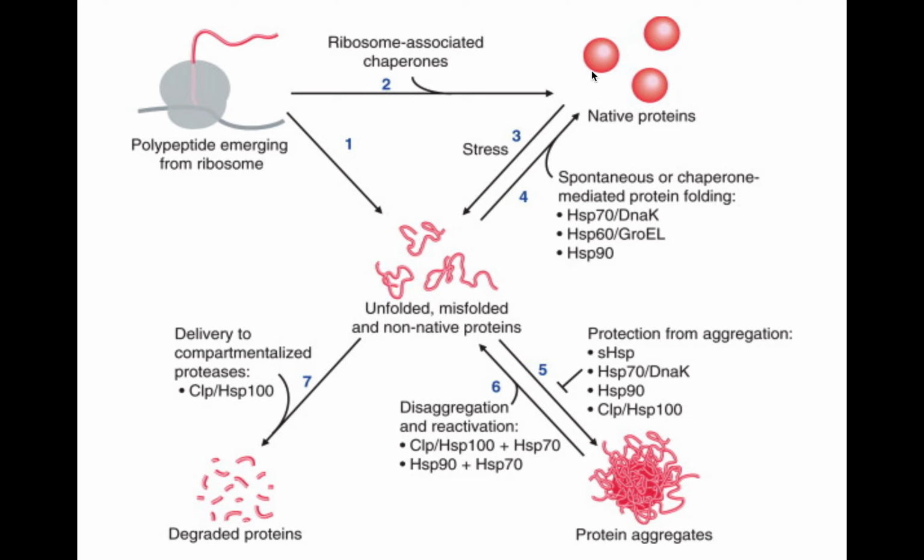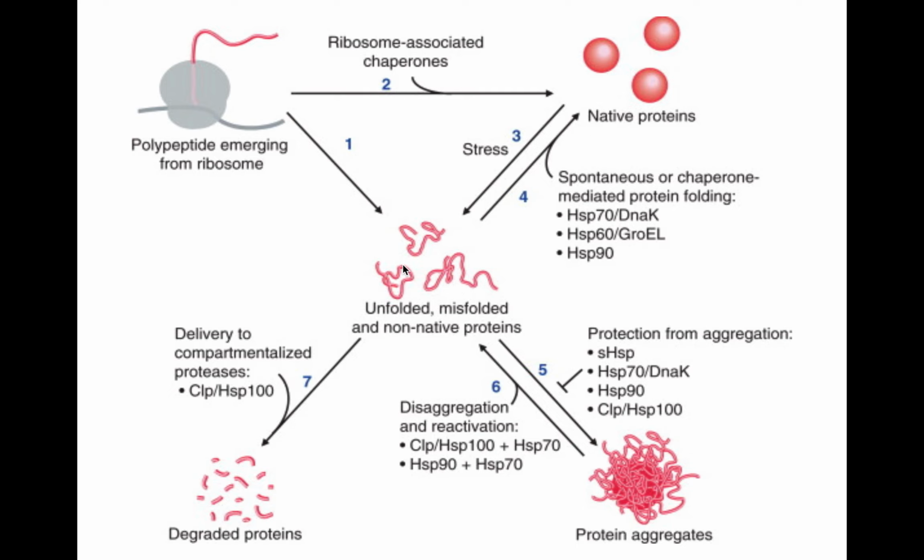These guys, maybe something happens, they get misfolded, unfolded, something happens. You have different chaperones. Another name is heat shock proteins. So these are studied a lot in yeast. And what they do is they will try to help refold the proteins back into their native form.